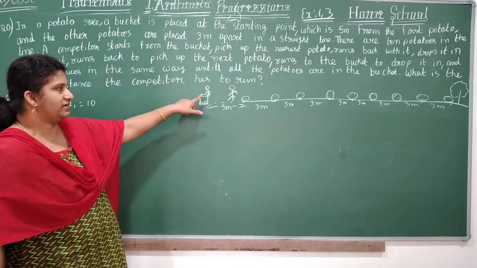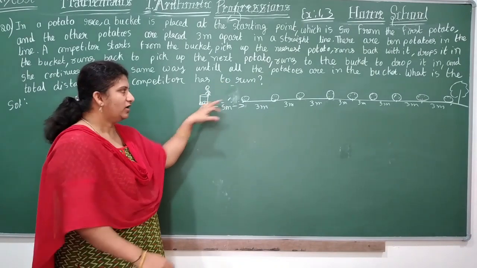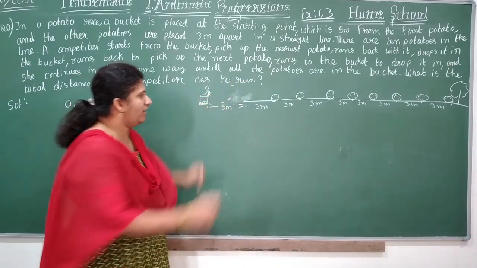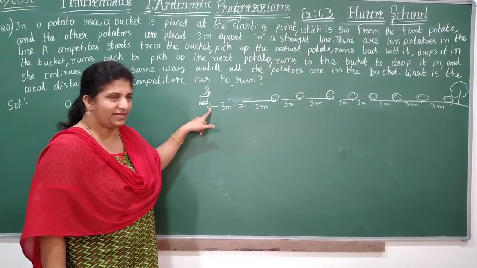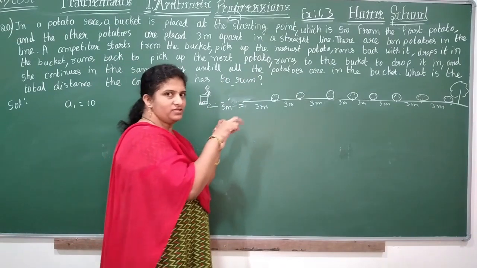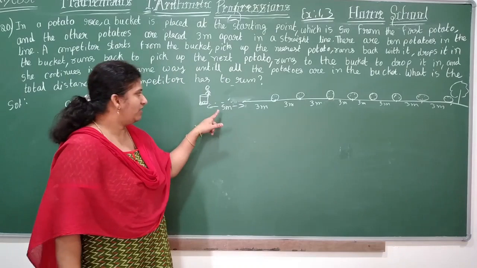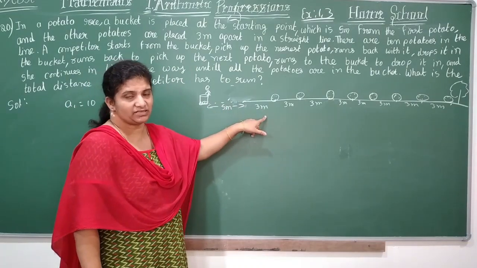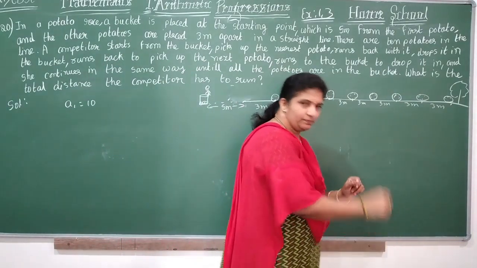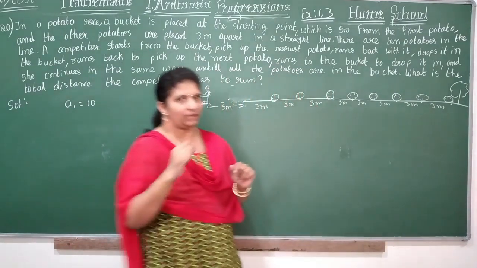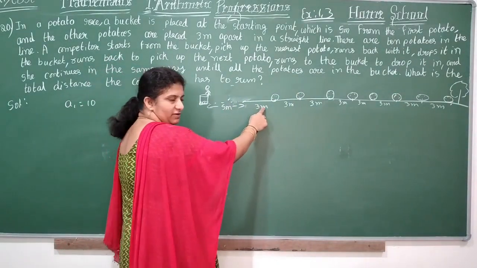Okay, so next, again the competitor starts from here. The first potato is already thrown in the basket, right? So now he runs or walks towards the second potato. How much distance does he travel here? 5 meters plus 3 meters. How much? 5 plus 3, 8 meters. Take the potato, and again 8 meters, come back, throw it in the basket. So here 5 plus 3 will be 8.